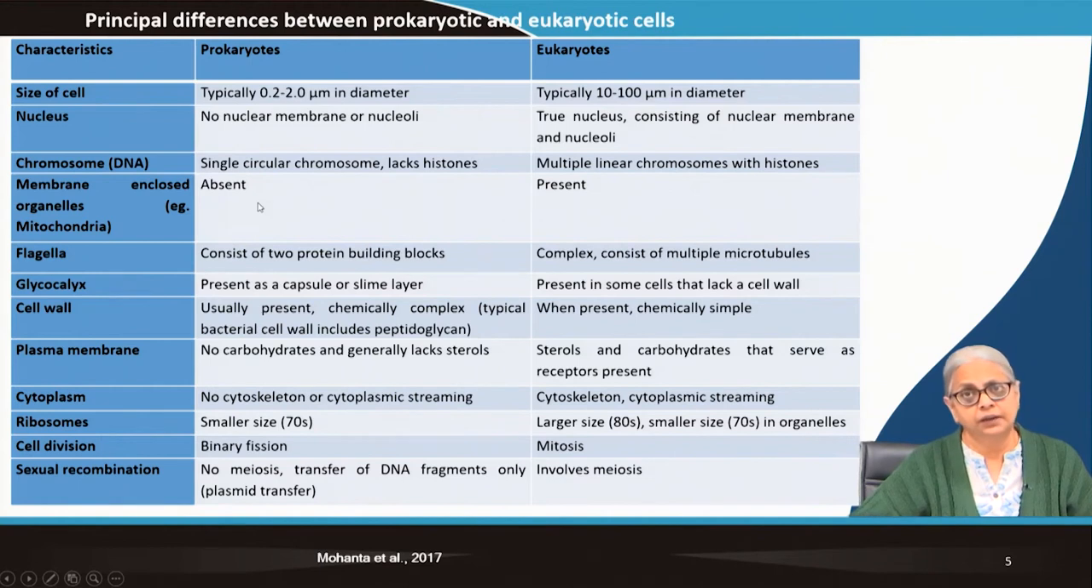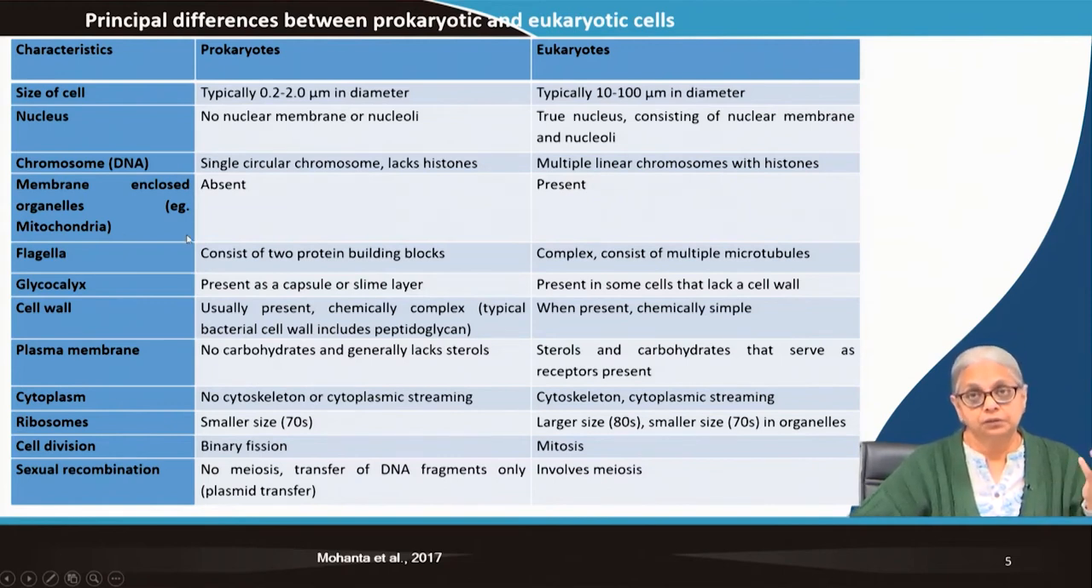Chromosomes: I've already mentioned that the prokaryote, the bacteria, have a single circular chromosome. There are no histones, and histones are used for organizing these chromosomes. So you have multiple linear chromosomes with histones in eukaryotes, not in prokaryotes. Organelles within the cell, are they membrane enclosed? In eukaryotes, which are higher in terms of complexity, there are membrane enclosed organelles, and in prokaryotes, none of them are enclosed in a membrane.